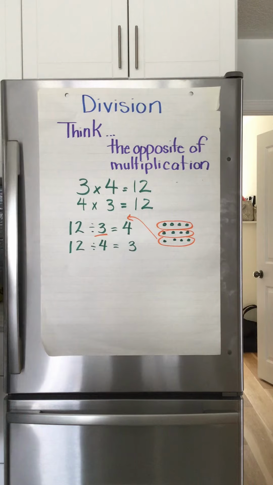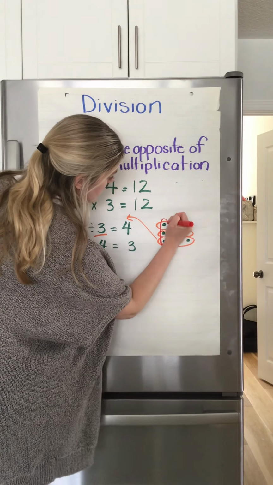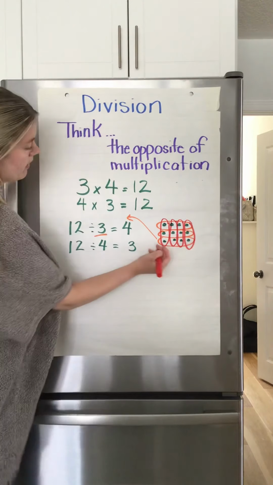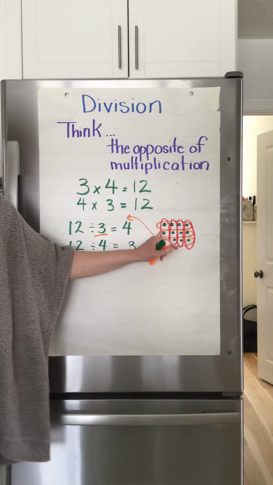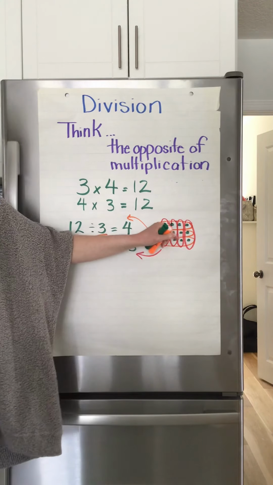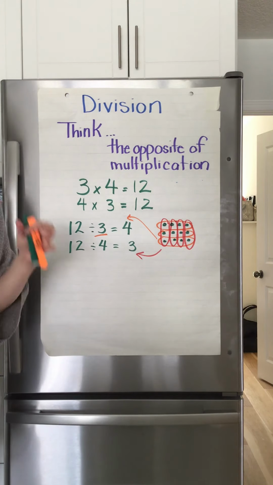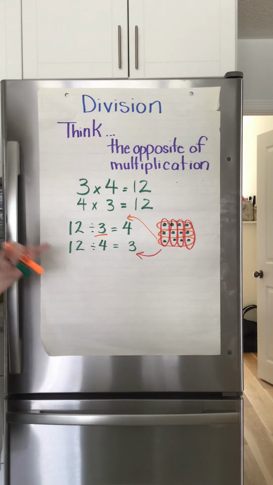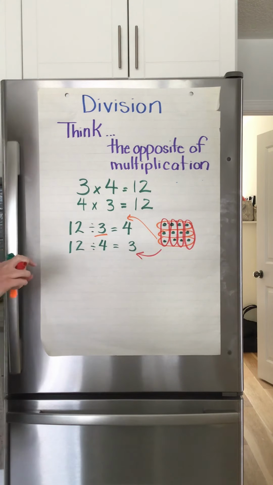Or if I was doing it this way and wanted to make 4 groups, then I could separate my groups this way. So again, similar to the array. So there's 1 group, 2, 3, and 4. So for this one, I have 12 things altogether. I've made 4 different groups, and in each group are 3 items. So it just shows that breaking the bigger number down into smaller groups gives you your answer for division. So again, similar to arrays, just the opposite of multiplication when we are dividing.